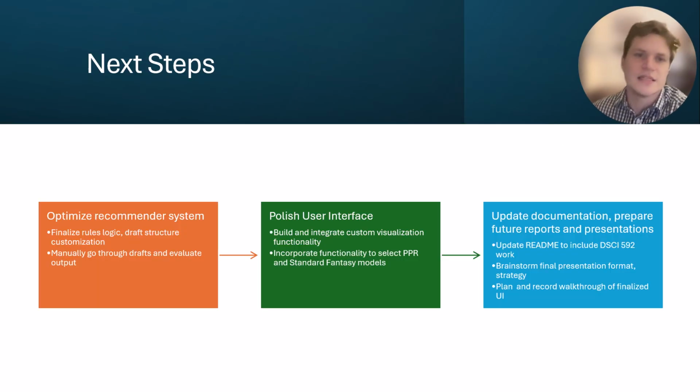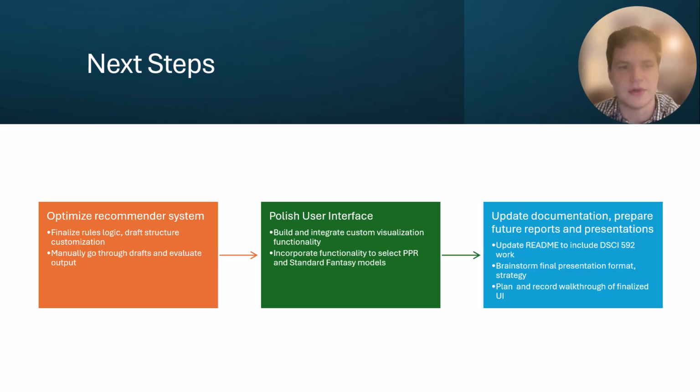Lastly, here we have our next steps to just wrap up this capstone project at the end of the quarter here. So first and foremost, we need to optimize our recommender system. We need to finalize the hard rules logic that we've incorporated so far and the draft structure, organization, and customization. We also need to manually go through some mock drafts and just pick some players, see how the model is doing, evaluate the UI, and see if it's optimized to be working with the recommender system, things like that.